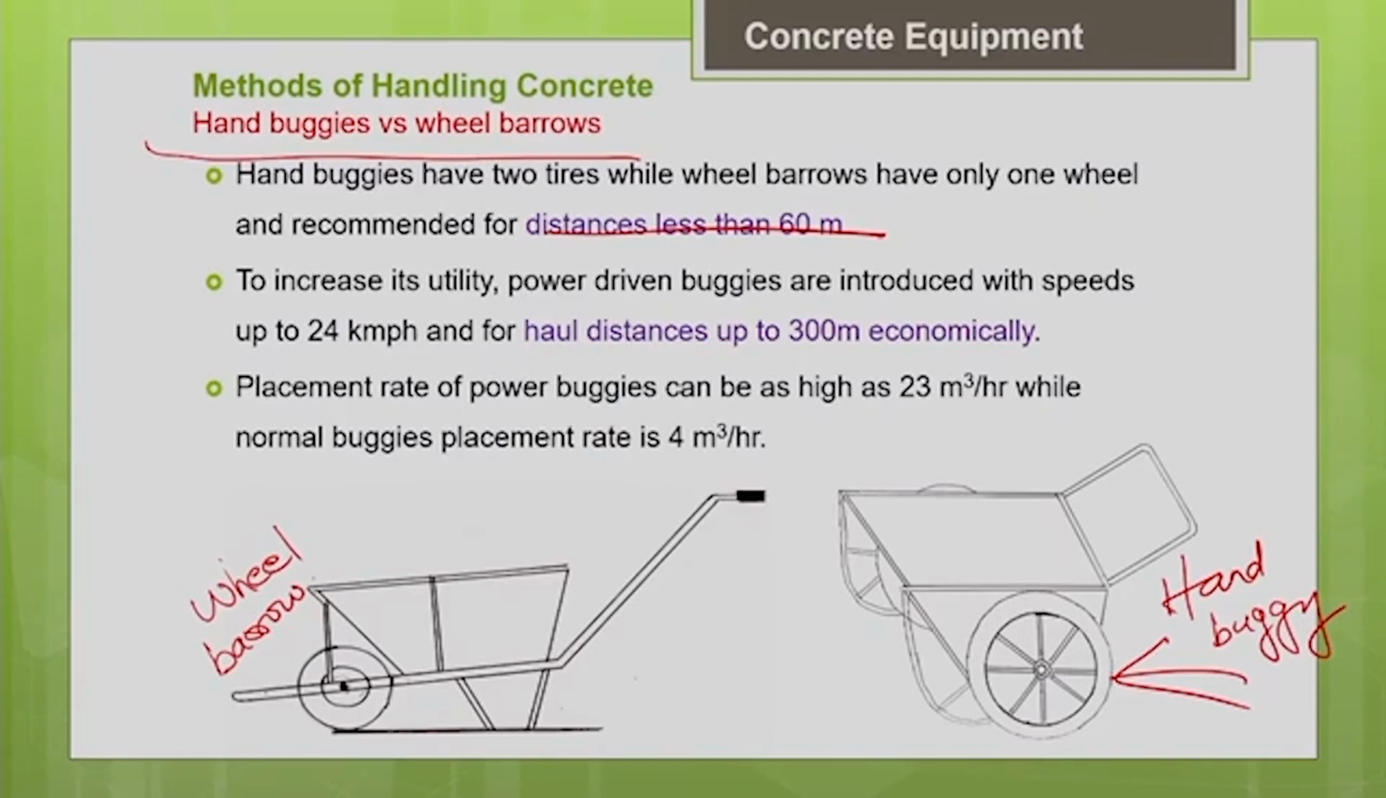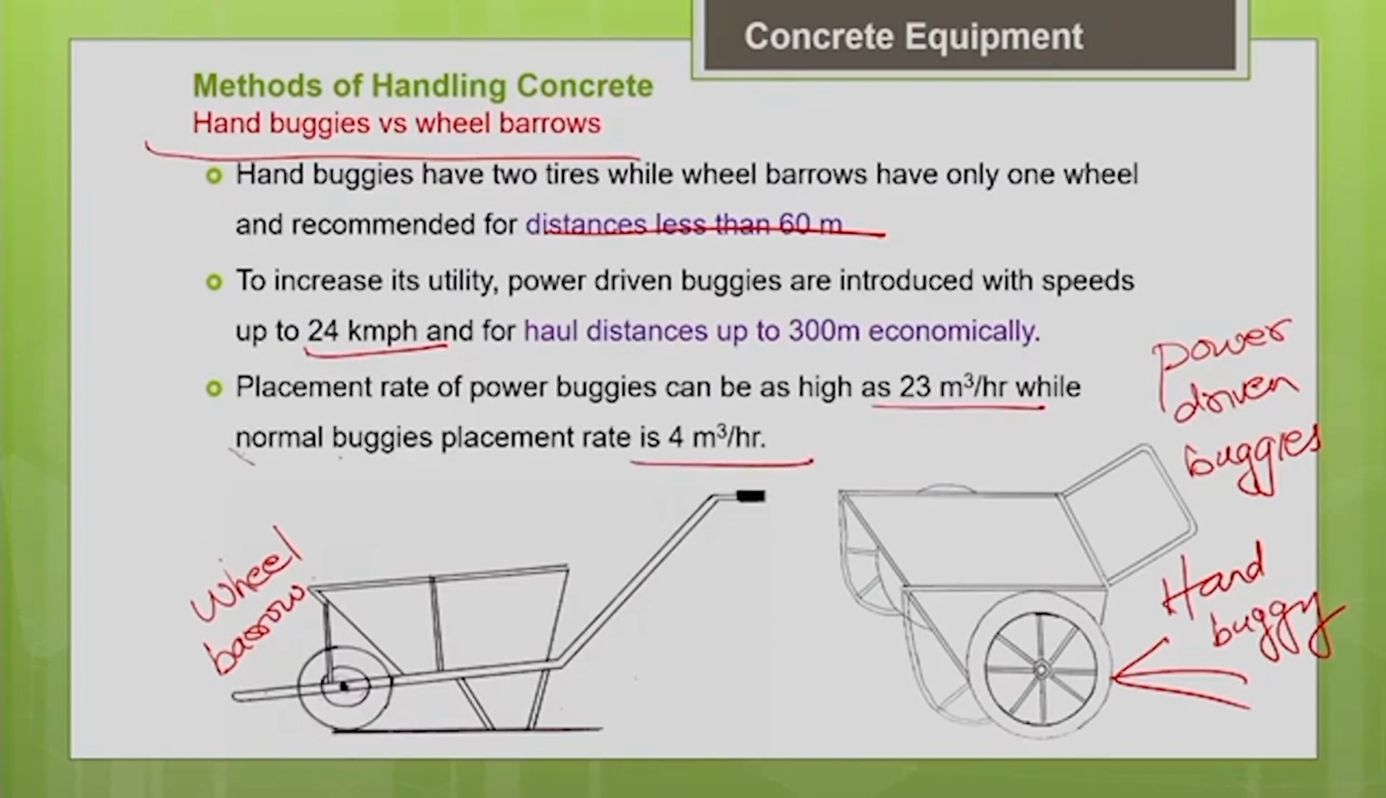But if you want to increase the haul distance, then you have to go for power driven buggies. Nowadays these are also very popular. Power driven buggies will give you a higher speed, even up to 24 kilometer per hour, and that will give you a much better placement rate of say 23 meter cube per hour, when compared to the normal buggies which can give you only a placement rate of 4 meter cube per hour.